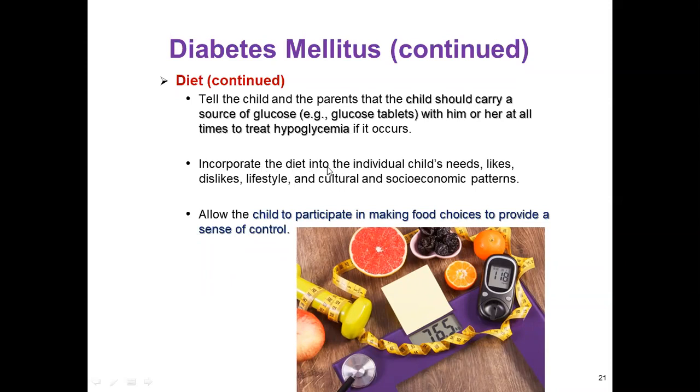Incorporate the diet into the individual child's needs or likes, dislikes, lifestyle, culture, and socioeconomic pattern. So during the food choice, you also talk to the children, give their choice priorities, and allow the child to participate in making food choices to provide a sense of control.